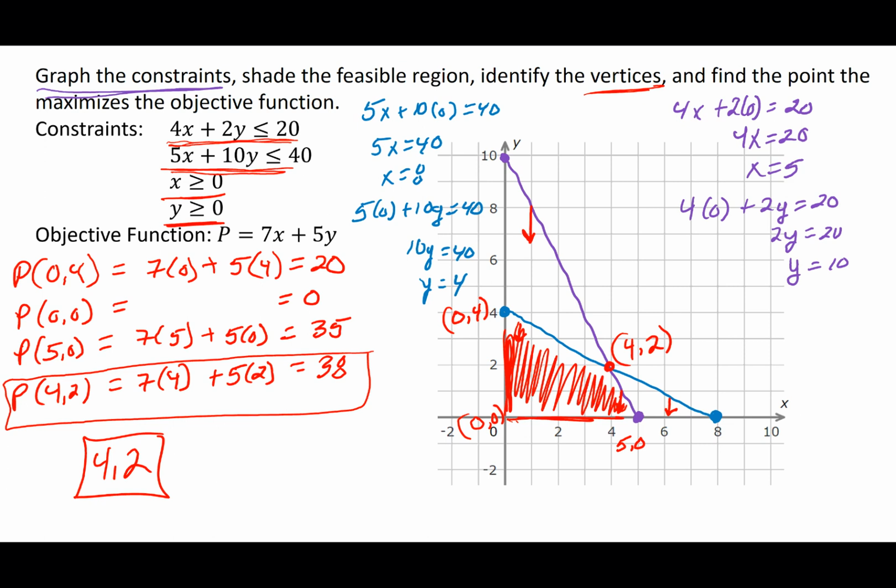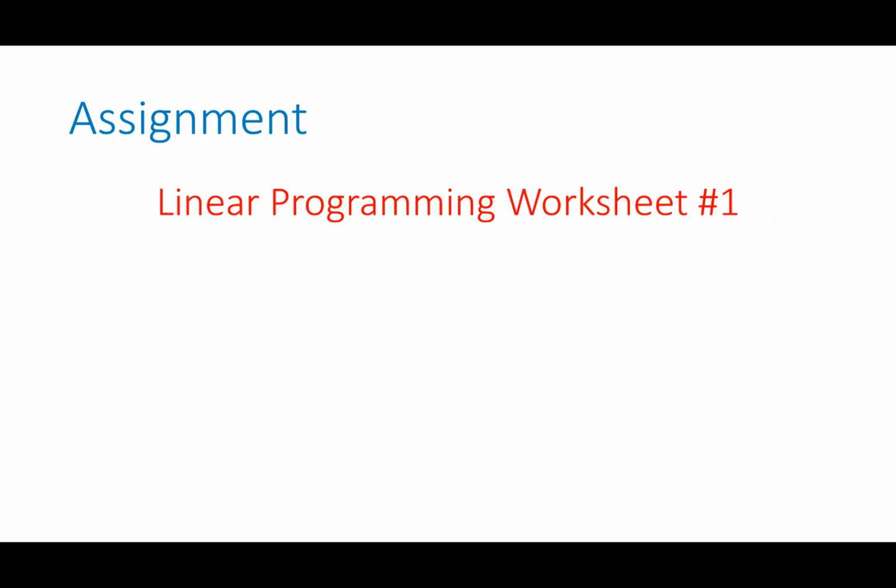Okay, so we are going to work on a worksheet which is just 4 problems. So we still got about a good half hour here.